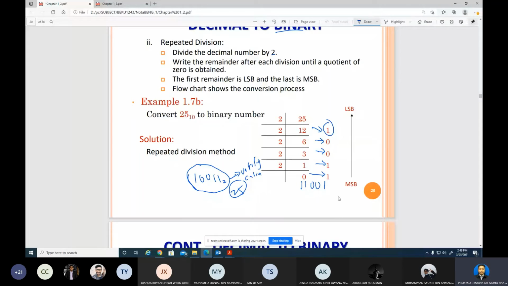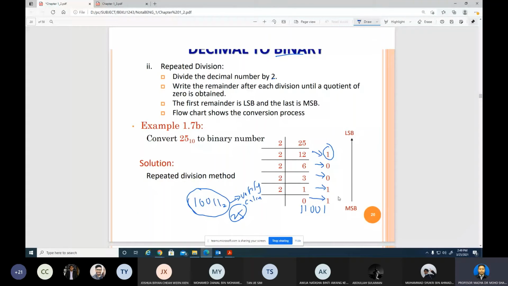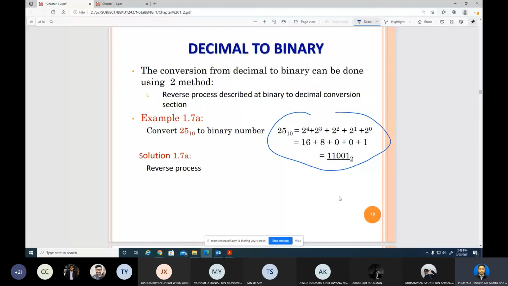My suggestion, better use it like this. I prefer this one because it's straightforward. You know, 16 plus 8 plus 0, and then plus 0, because you want to get 25. So that means you have 25. 16 plus 8 plus 1, so automatically you get the 25. So this one will be 11001.